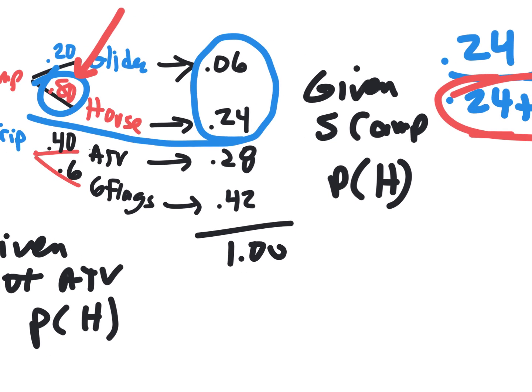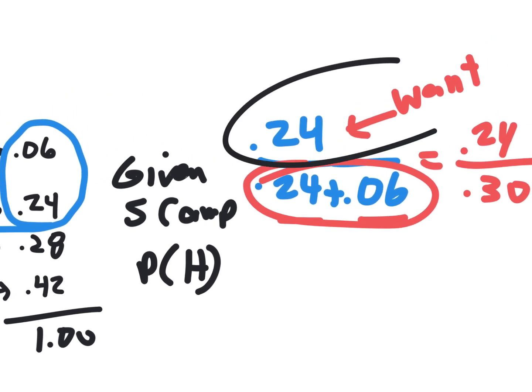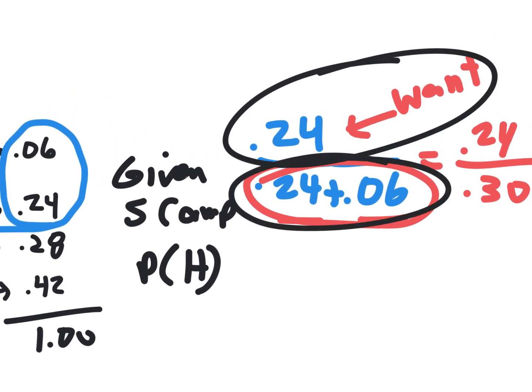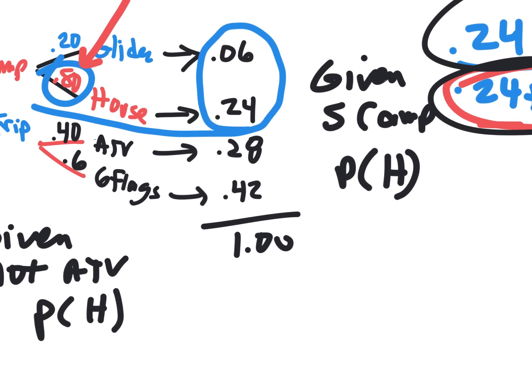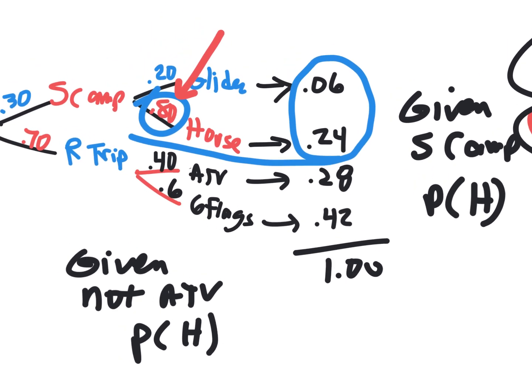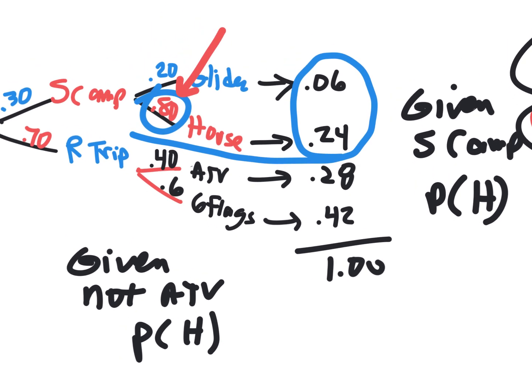Remember what I just told you? It's what you want, but it's divided by what was possible. And as soon as I gave you a given, it wasn't out of 100 anymore. Givens changed what it's out of.